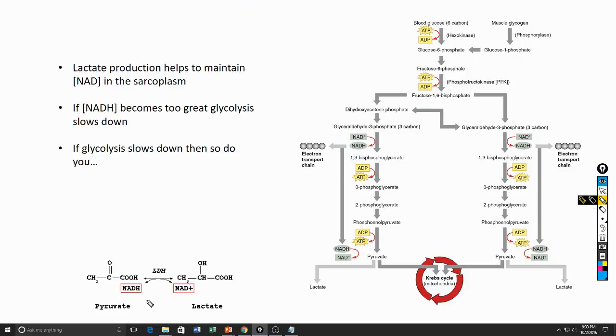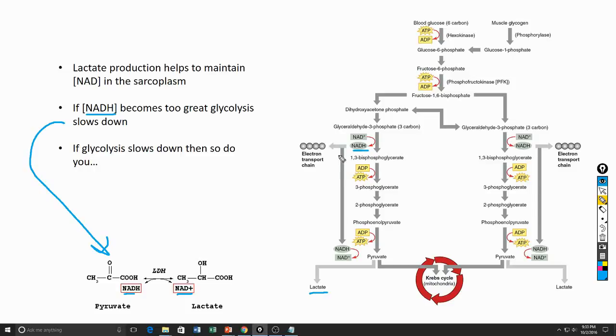The process of creating lactate converts NADH back to NAD. So, as you might expect, when I'm doing glycolysis very fast, when I'm breaking down glucose at a very fast rate, and I'm starting to flood my sarcoplasm with NADH, I will start to do this more often, and I'm going to start to have more lactic acid production. Okay, and there's another way we can do this as well.